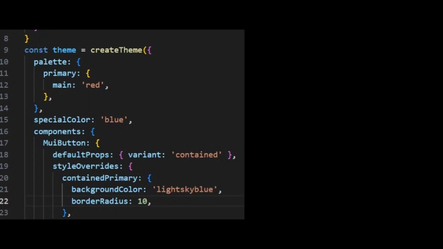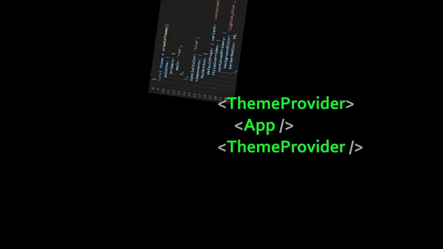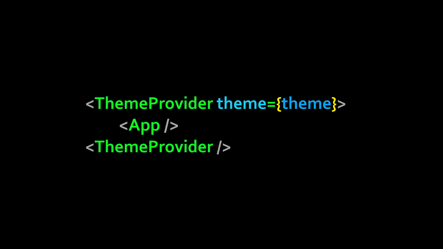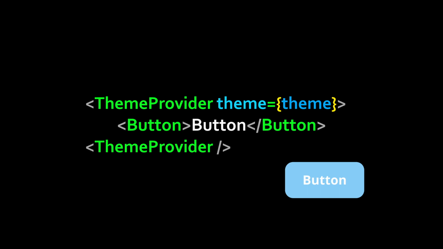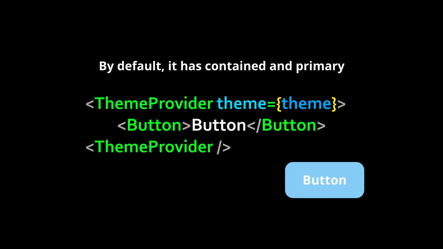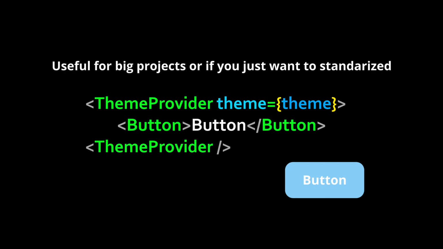Now, to use this custom theme, we need to wrap our components with another component called ThemeProvider, and pass that theme to it. Anything inside ThemeProvider will inherit the styles of the theme passed to it. So I will add a button, and as you can see, it has the styles and props I have set on the custom theme. And this will work on any button that has the variant contained and has set its color to primary. This is very useful if you want to set a standard for the components.